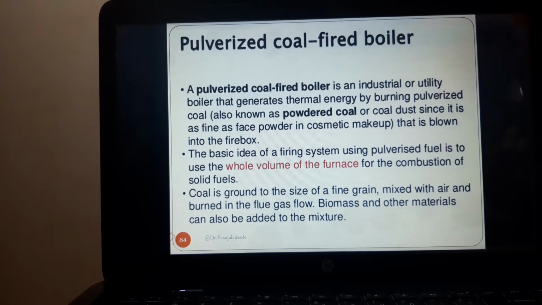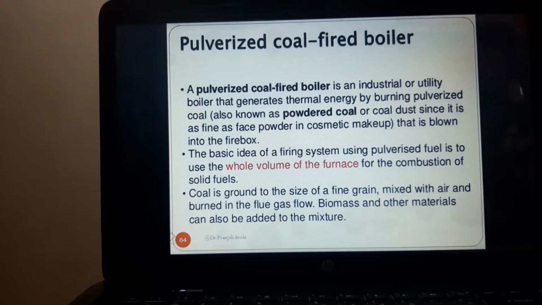A pulverized coal-fired boiler is an industrial or utility boiler that generates thermal energy by burning pulverized coal, which is also known as powdered coal or coal dust, since it is as fine as the face powder in cosmetic makeup, that is blown into the firebox.